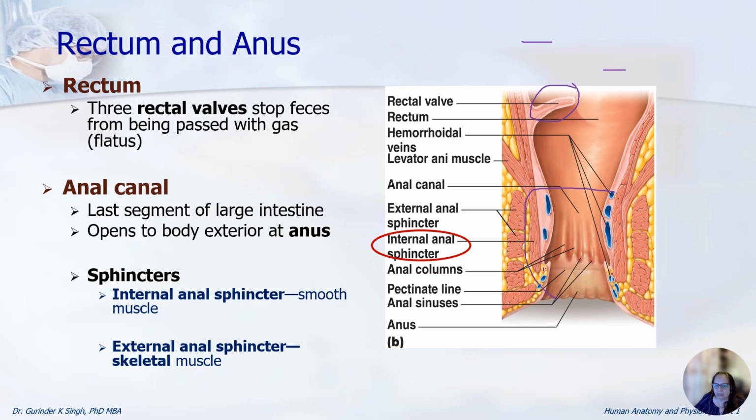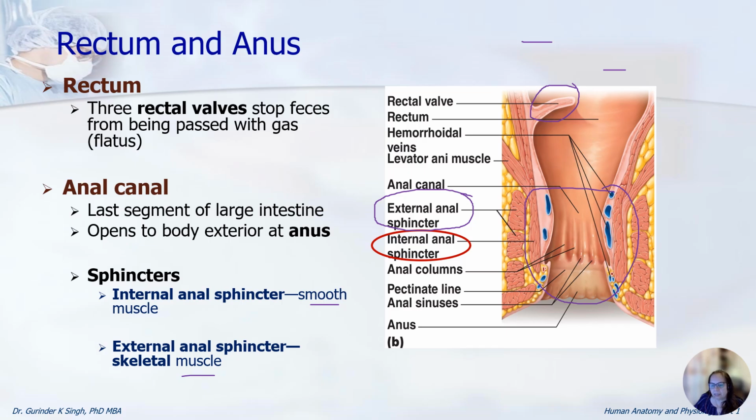In the anal canal we see this structure. It's the last segment of the large intestine, and it opens exteriorly at the anus, and it has sphincters. It has an internal anal sphincter and an external anal sphincter. The internal anal sphincter is smooth muscle, which is not under your control, but the external anal sphincter is skeletal muscle, and that is under your voluntary control. This gives you control to figure out when you can go to use the bathroom.